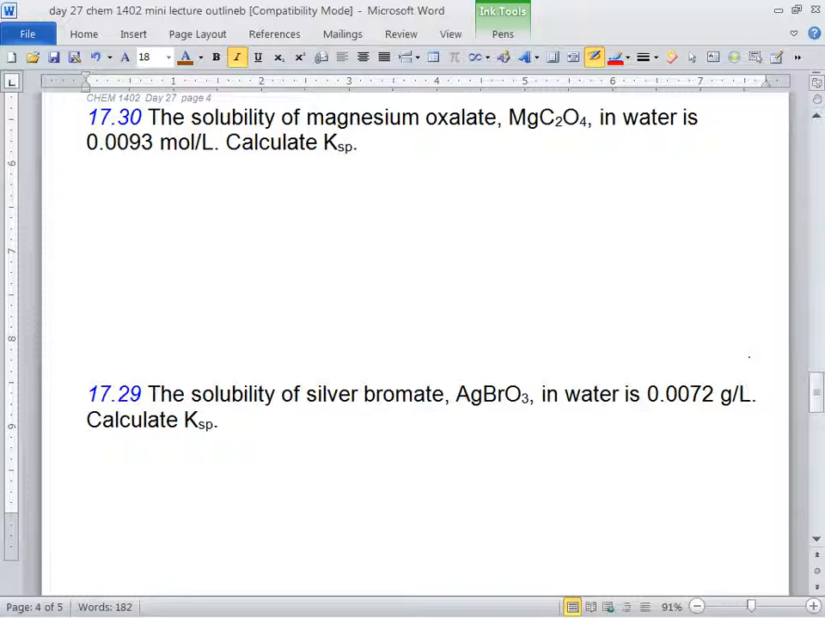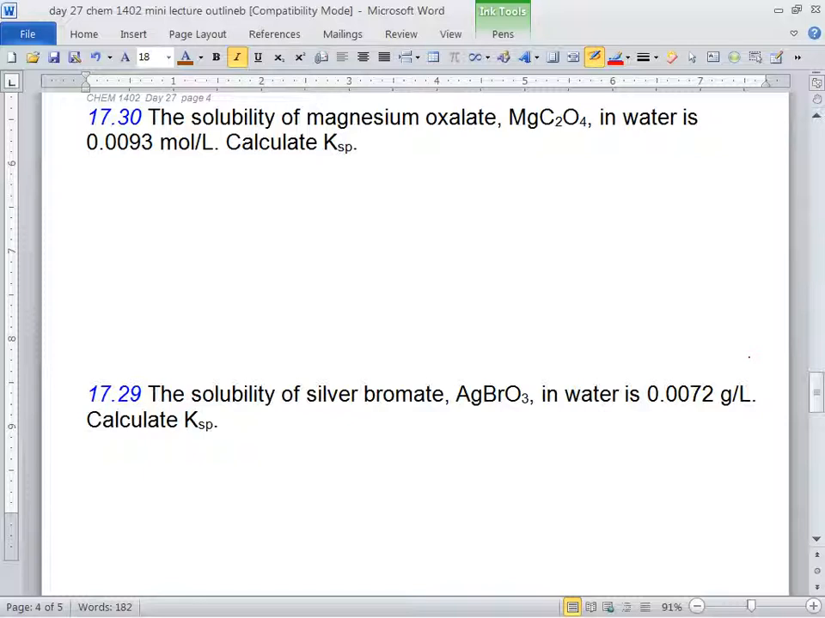Solubility of magnesium oxalate is 0.0093. Calculate the KSP. The solubility of magnesium oxalate in water is 0.0093. Find KSP. This is really different, Andrea, it's a twist. They want us to calculate that K number. Usually you can just look them up in the table, so whatever we calculate, hopefully we get what's in the table. But how would you do this?